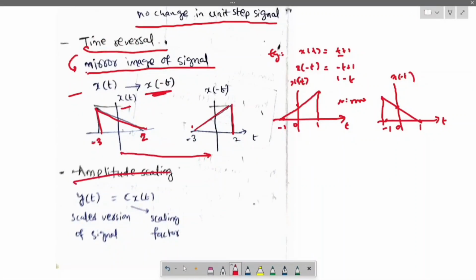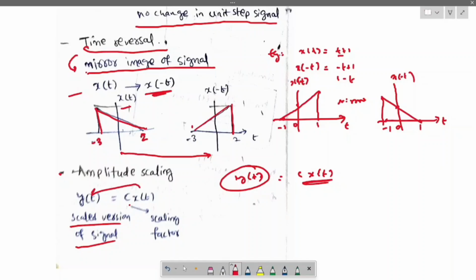Now let us go for the amplitude scaling property. Just now we have seen the time scaling property. Now let us see the amplitude scaling. Let us take y of t and x of t. The scaled version of the signal is y of t equals c x of t. What is the scaling factor? c will be the scaling factor. Like this the amplitude scaling will be.